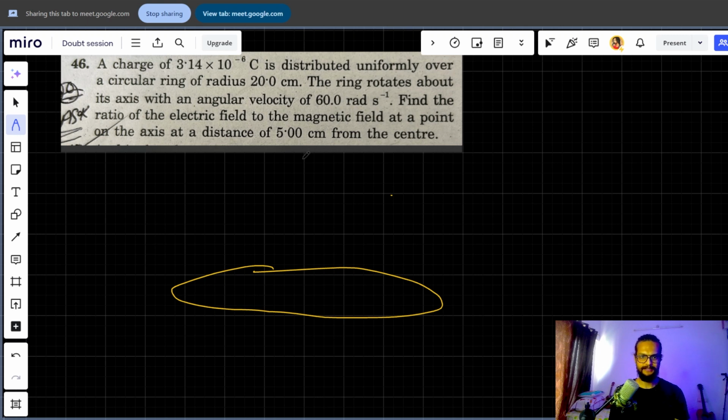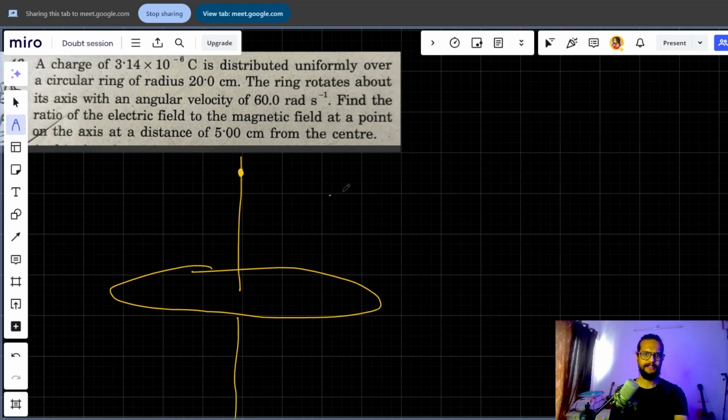This is the ring, let's say, and this is the axis, right? And I want to find the electric field and the magnetic field at this point. And we have derived the formula the other day, right? Tell me, what is the formula for magnetic and electric field? Electric field, we can derive it right now if you haven't already.